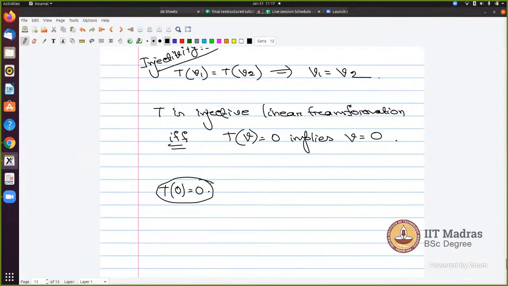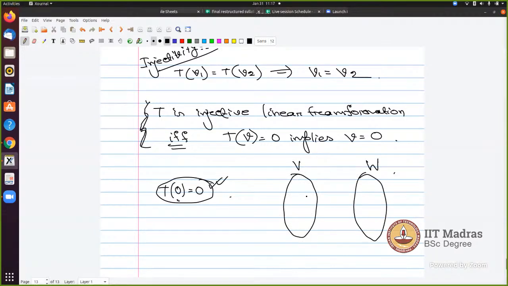This is always true. This is from the definition itself. Now, what is this statement saying? It is saying that 0 is a vector which goes to 0. So this is your V, this is your W. There is 0, and 0 is going to 0. Here is 0 of W, and this is 0 of V. So this is always true.